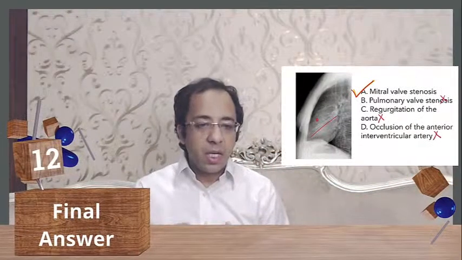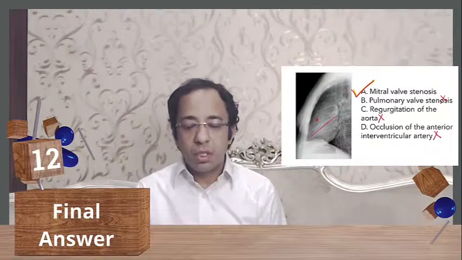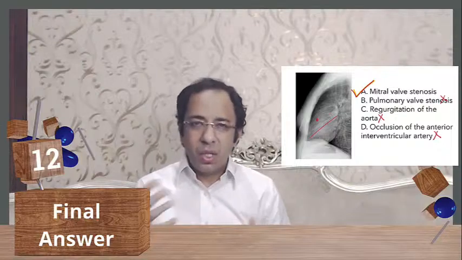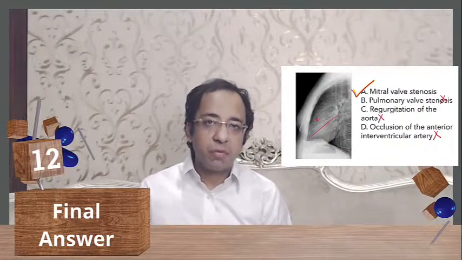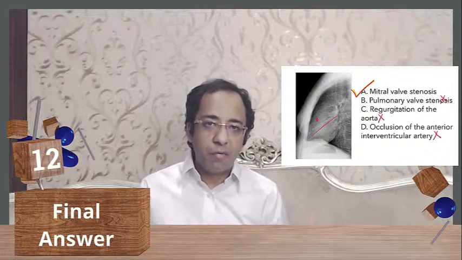In any integrated question, I want all the listeners to understand it is the final line in the question, the last line in the question, which is the most important. So always look at the last line, look at the choices. Dysphagia could have so many causes. We might have carcinoma esophagus, achalasia cardia, a lot of other causes.